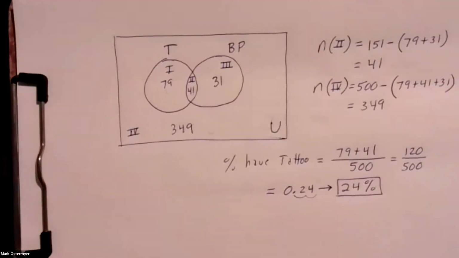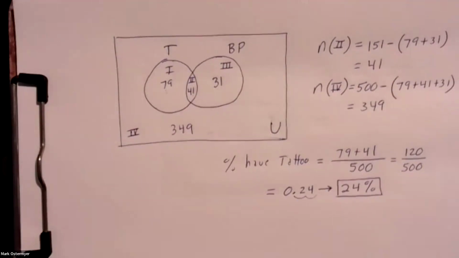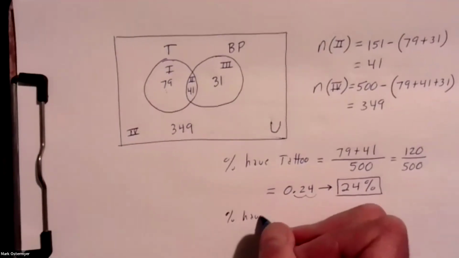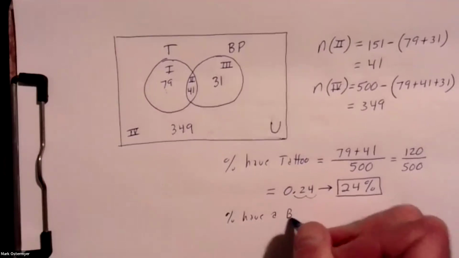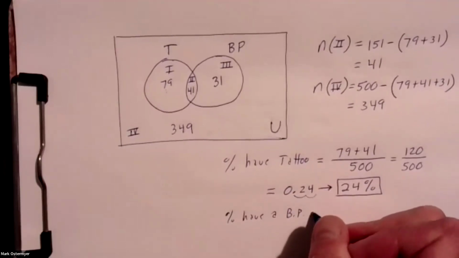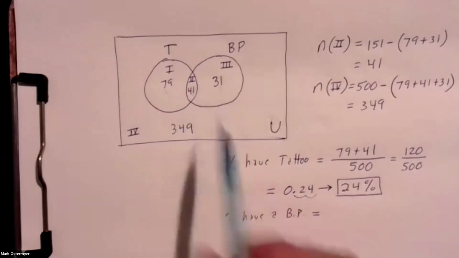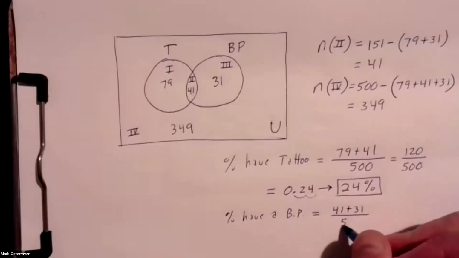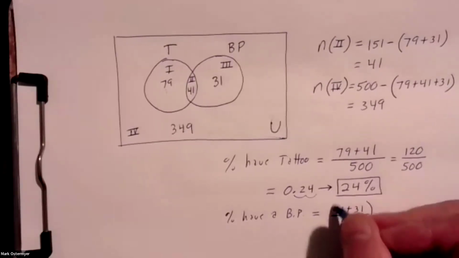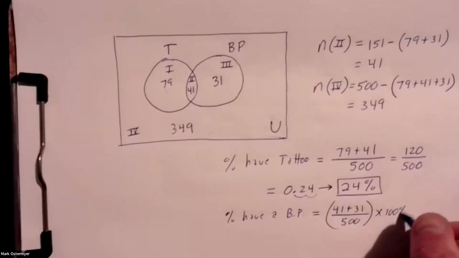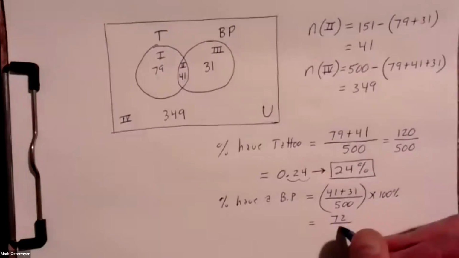Okay. Now, another question was, what percent have a body piercing? Well, how many do have body piercings? That'd be 41 plus 31, divided by the total number of people surveyed, and ultimately you'll multiply that by 100%, correct? So it's going to be 72 divided by 500.